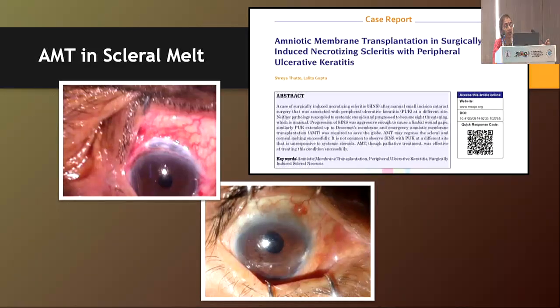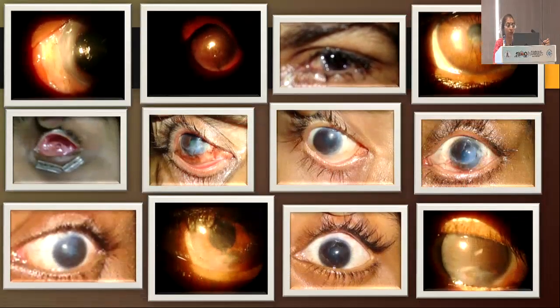In the end, I will tell you one case of post small incision cataract surgery. There was surgically induced necrotizing scleritis. The sclera was very thin, and here also I put a roll of amniotic membrane, and this healed completely. So with the help of amniotic membrane, you can treat various types of ocular surface disorders of various etiology. Thank you.